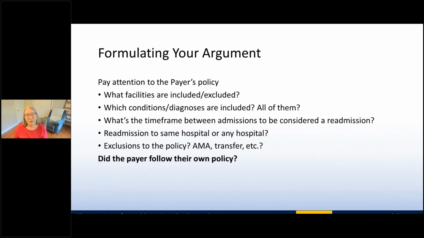And then, did the payer follow their own policy? Because I always say that's kind of your first line of defense, just as they're trying to hold providers accountable for providing care and documenting and billing in a way that's appropriate for payment. When they come back to audit or deny, are they following their own policy? That's one of the first things you always want to check, because that could be a quick, easy win if you can point out that they inappropriately denied a readmission because they didn't follow their own policy.